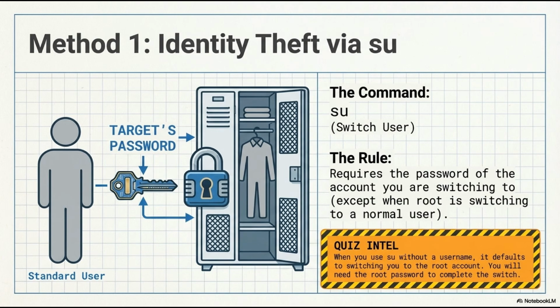Okay, and if root is switching downwards to a standard user, there is no password prompt at all because UID 0 just bypasses that check entirely. Yep, root can become anyone. But here's where the exam gets tricky with the syntax.